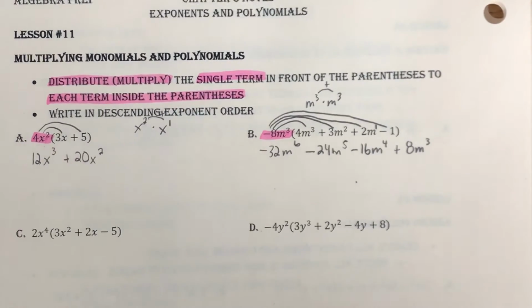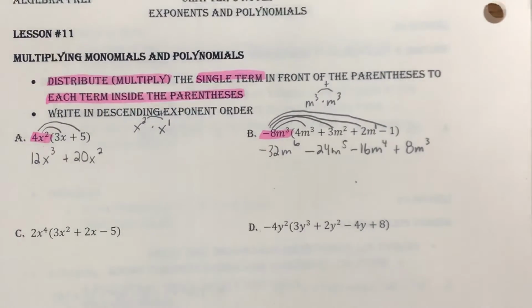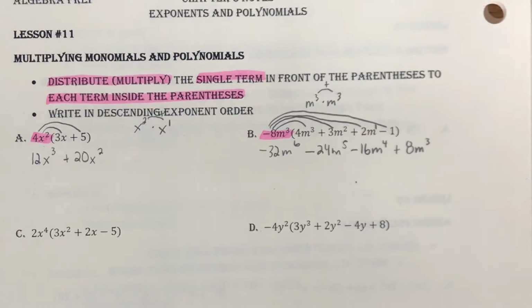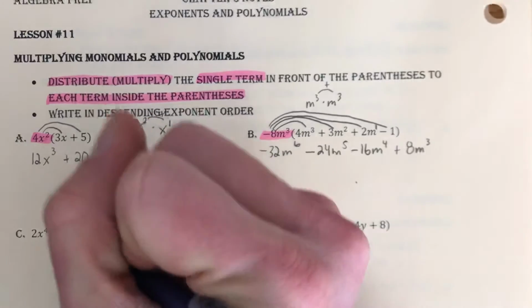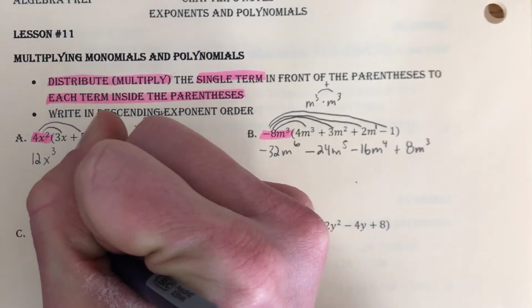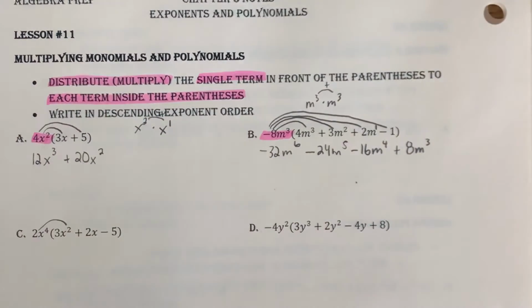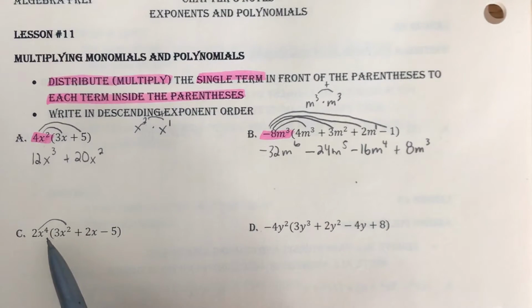All right, well, there's 2 quick examples for you. I'd encourage you to try example C on your own, then check your answer with mine. So example C, we've got 2x to the fourth times the polynomial of 3x squared plus 2x minus 5. So again, we're going to take our first term outside the parentheses and multiply each term inside the parentheses. So we'll start with the first one.